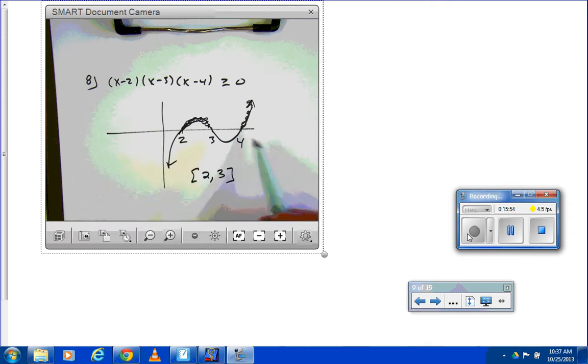And then go to the union symbol, from 4 to infinity and beyond.